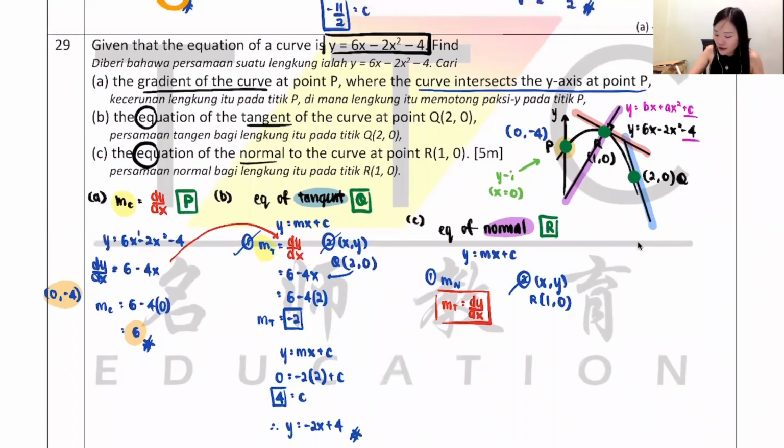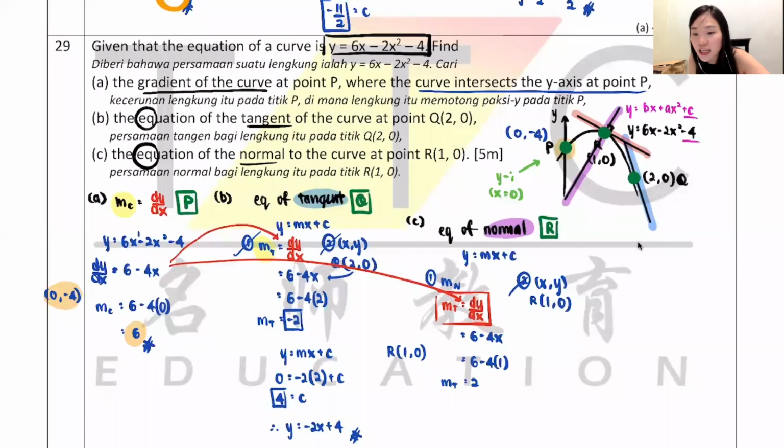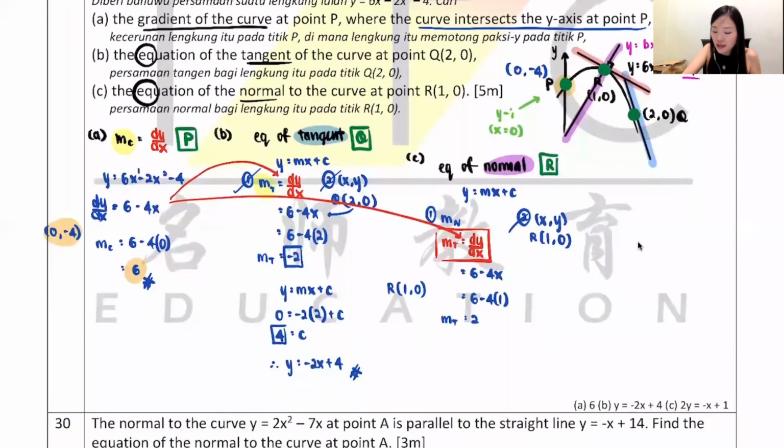So how do I find the gradient for the tangent? I just need to have dy/dx. Dy/dx, as you guys all know, we already have it here: 6 minus 4x. You know dy/dx is always 6 minus 4x, but you will try to make it a number. How do you make it a number? You will sub point R inside, (1, 0). So if I sub 1 inside, I get the gradient for the tangent is 2. Can you guys see that? So now you know that this red line, the gradient for the tangent, is 2.